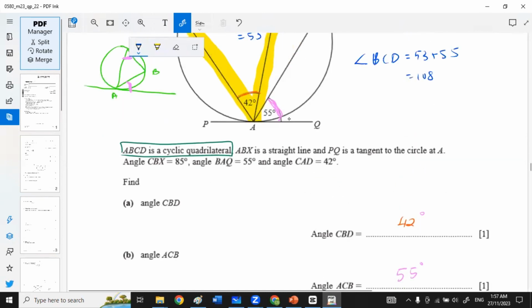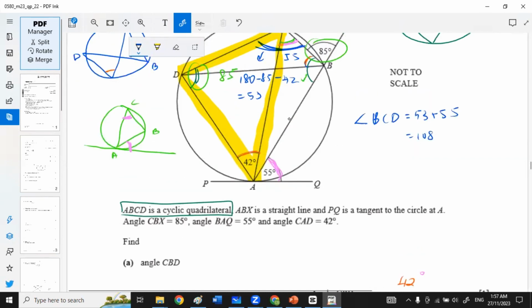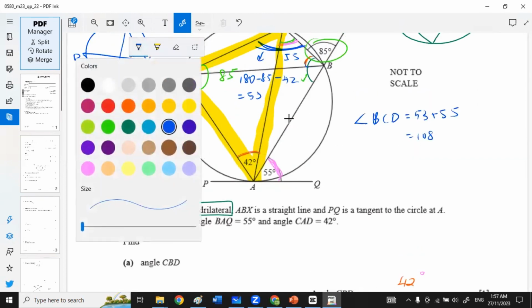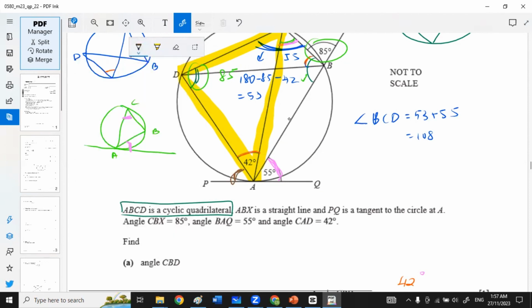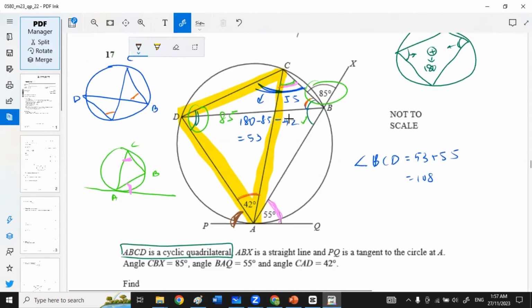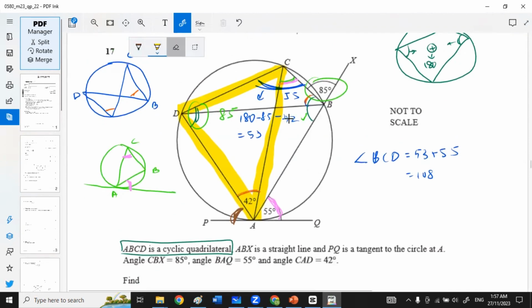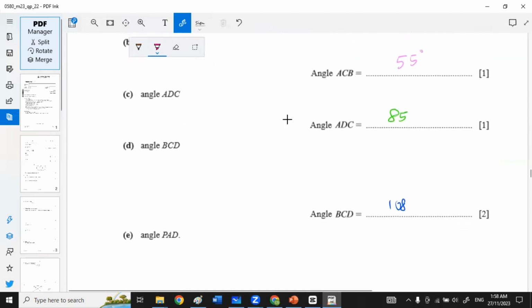Then angle PAD. PAD is here. So we have a triangle and we have another tangent. Basically the same as here, alternate segment. So this angle should be the same as this angle. So you will get 53.